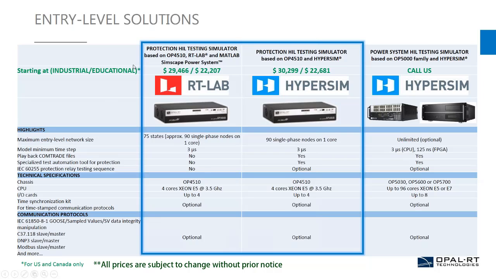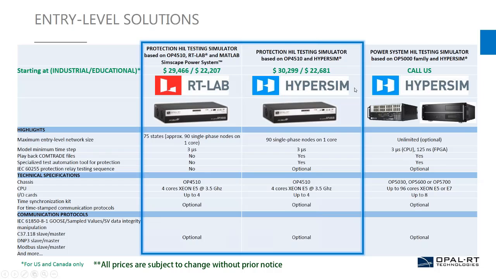So going back to the main point here is the low cost at which it starts. This applies for US and Canada only. So for educational, the RT-Lab platform starts at 22K, and for industrial, it would be at 29K. And HyperSim also starts at 22K for educational and 30K for industrial customers. So I added the third column here to also show what we're capable of.